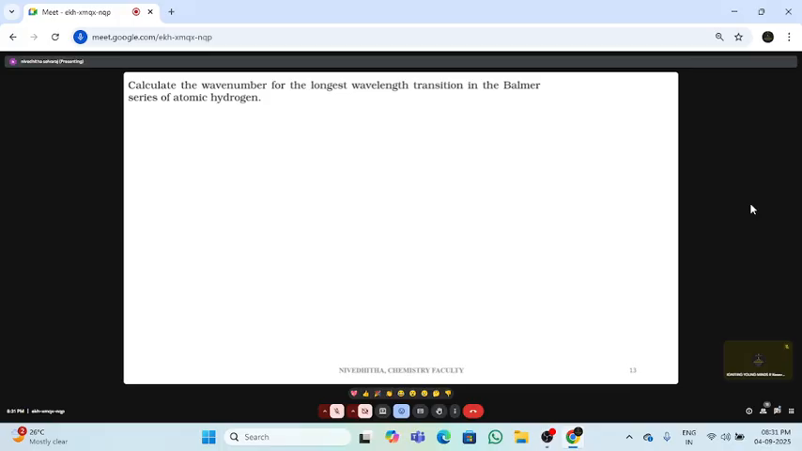Calculate the wave number for the longest wavelength transition in the Balmer series of atomic hydrogen. Could you please tell me what transition they are talking about? They're talking about the Balmer series, so the transition is N2 to N1, and here the value of N1 is 2. And which is the highest wavelength transition? The transition whose energy is lowest. That's it, the 3 to 2 transition.